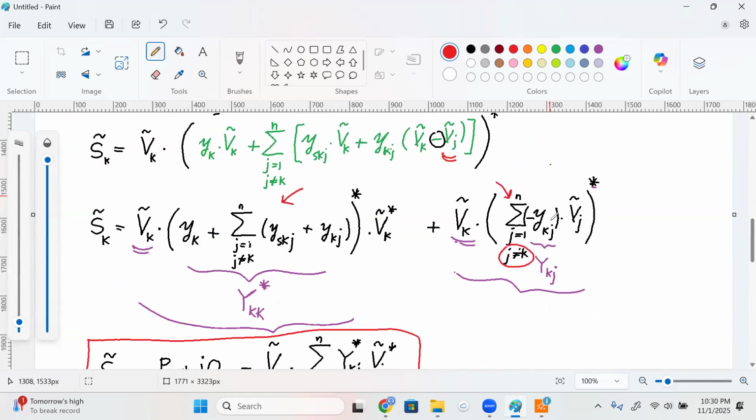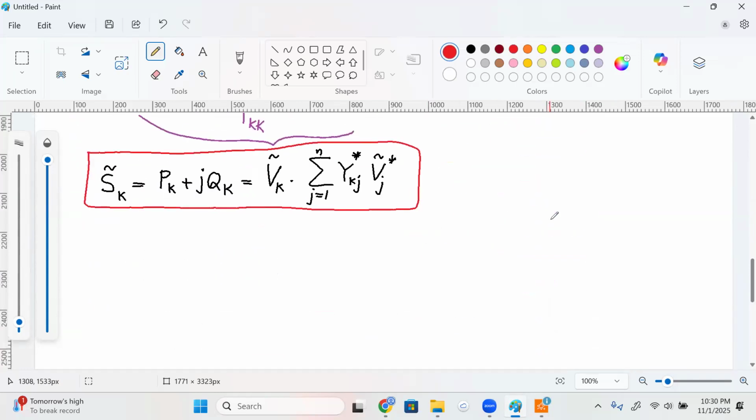So that will give us this particular equation. Now, let's look at a particular node K. What are the things that we don't know about node K? We don't know what the active power injection at that node is. We don't know what the reactive power injection is. These are two of the important variables. We also want to know what the voltage magnitude is and what the phase angle is.